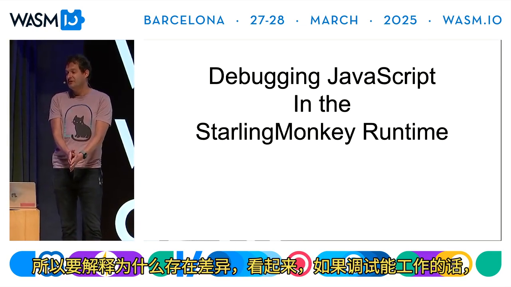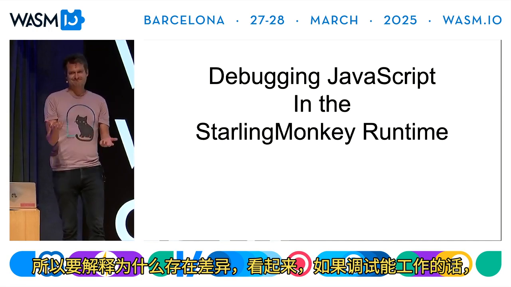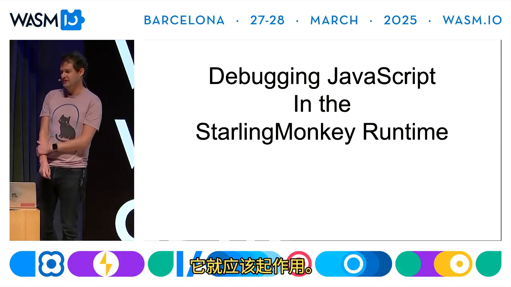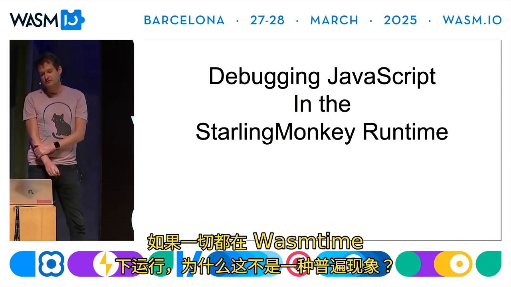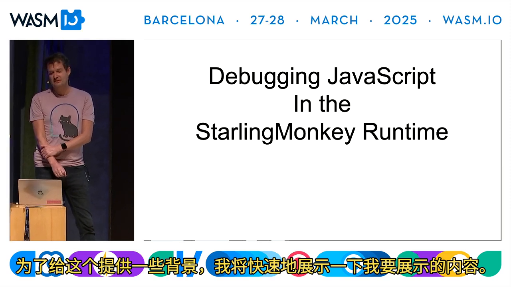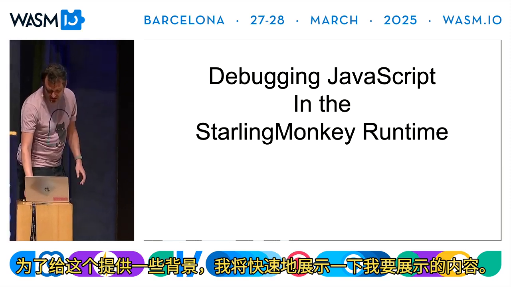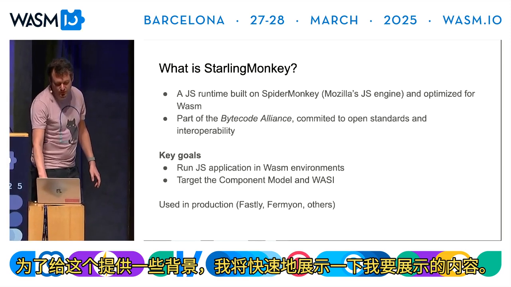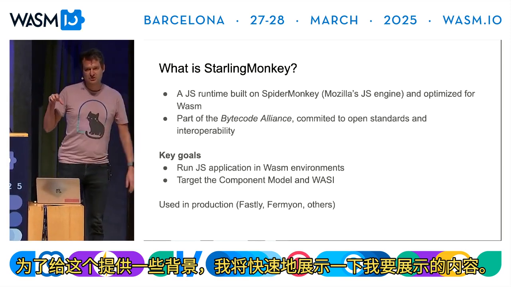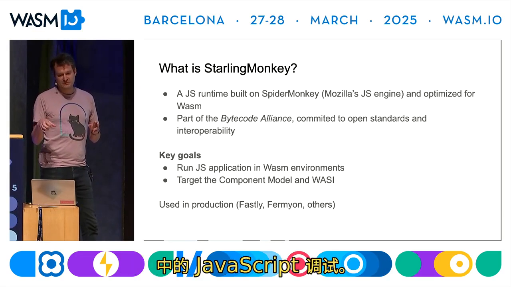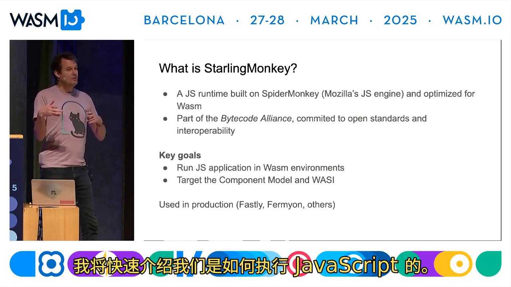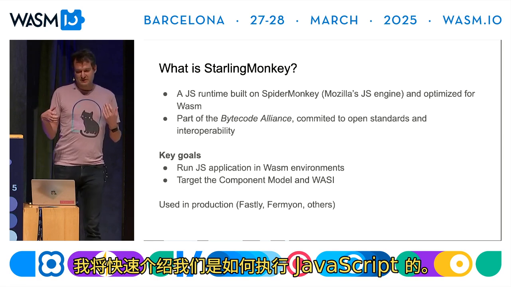So to explain why there's a difference, it seems like, well, if debugging works, it should work. We are debugging things running in Wasmtime. Why isn't this a universal thing? To give some context to that, I will do a speed run through what I'll show. So I'll show JavaScript debugging in WebAssembly, and I'll quickly talk through how we're even executing JavaScript.